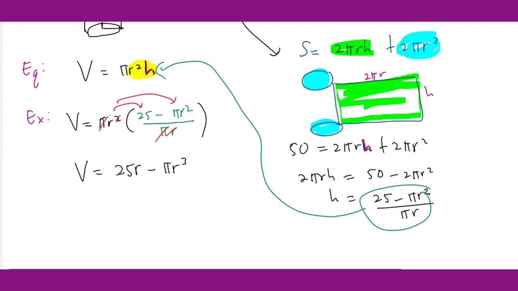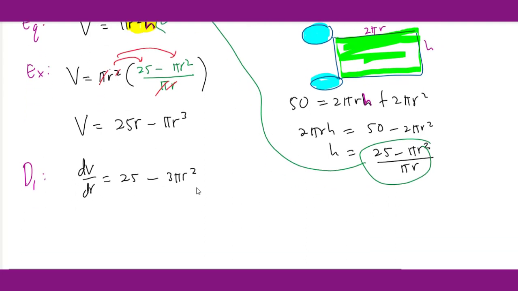The next step is to find E1: differentiate this V with respect to the variable r. And dV/dr is equal to 25 minus 3 pi r squared.